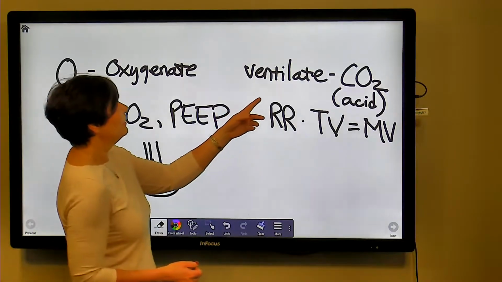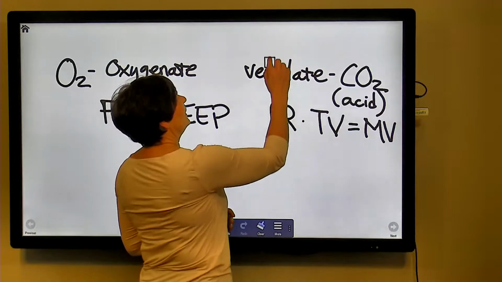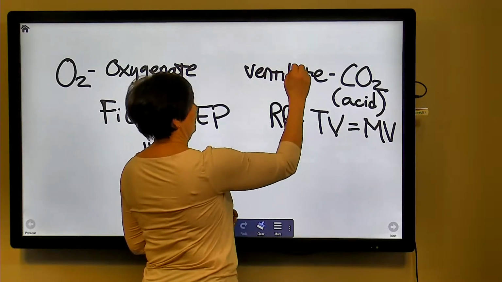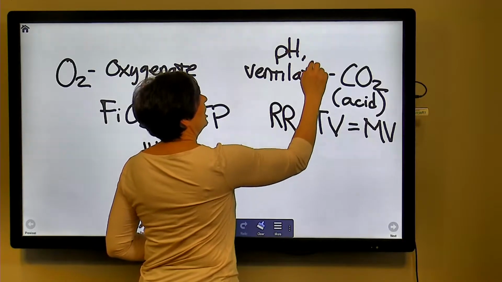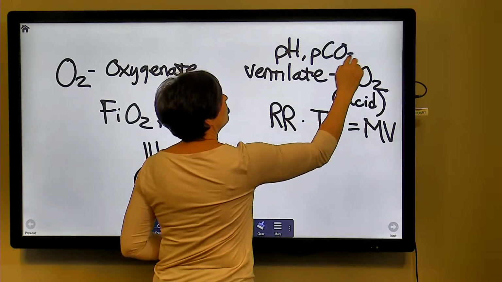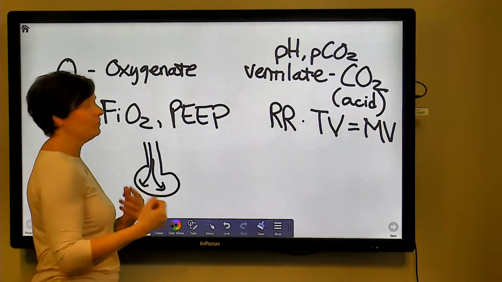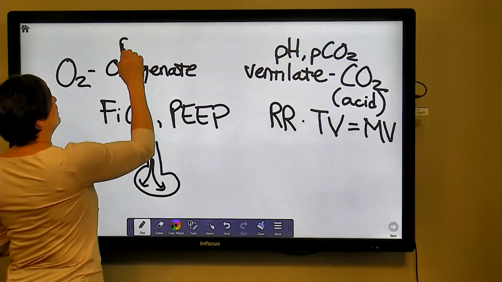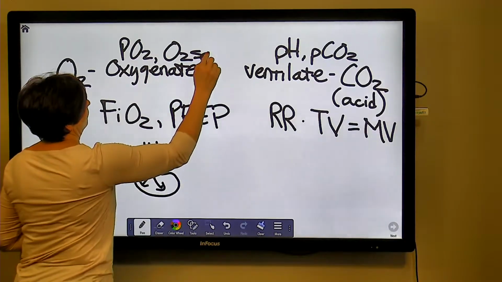If I remember that CO2 is an acid, the ventilatory part of my blood gas is my pH and my pCO2. And the portion of my blood gas that I am looking at for my oxygenation is going to be my PO2 and my O2 saturation.